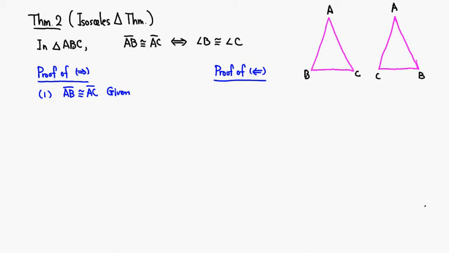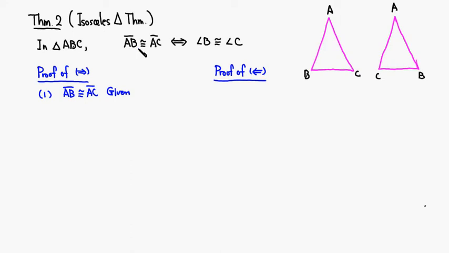Alright, let's look at the isosceles triangle theorem. If a triangle is isosceles, then the base angles are congruent. On the other hand, if you have a triangle with congruent base angles, then it's automatically an isosceles triangle. So let's do that.